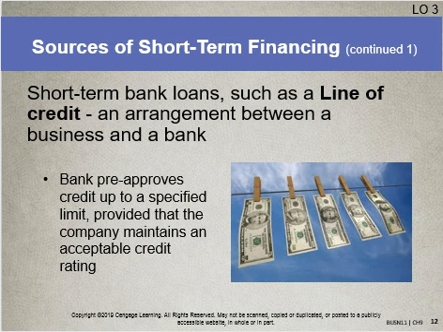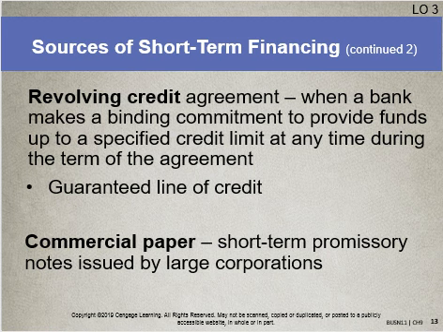Some other types of financing, as you hopefully saw in the Urban Farms video: you can get a line of credit. That's simply an arrangement by a bank that pre-approves a credit limit up to a specified amount, kind of like using a credit card, but it usually has better interest rates and more flexible lines of credit. Now, something that is very similar is the use of a revolving credit agreement. Essentially, that's a guaranteed line of credit.